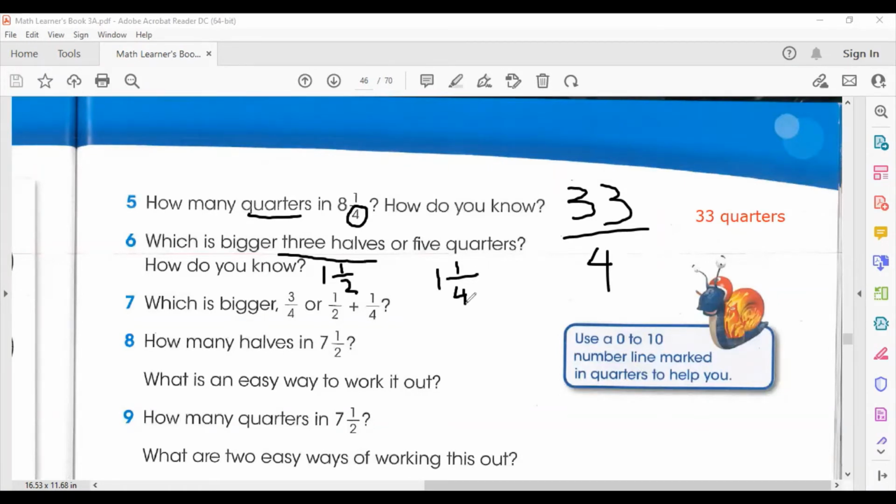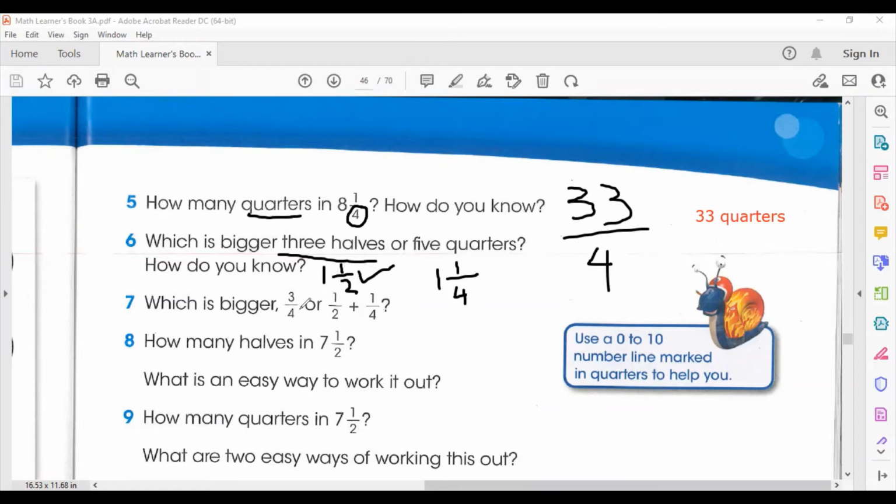So which one is bigger? Which one is bigger from these two? This one is bigger, 1 and a half. This is 1 quarter, 1 part out of 4, and this is 1 part out of 2. So 3 halves is bigger than 5 quarters.